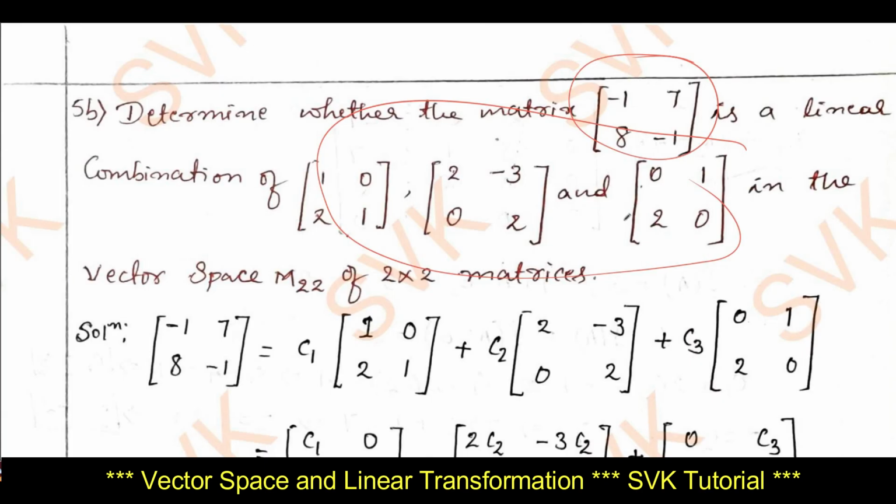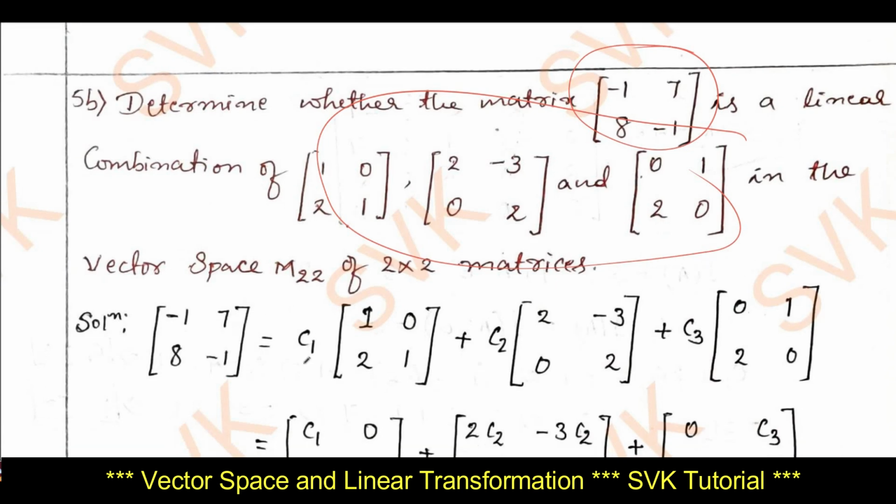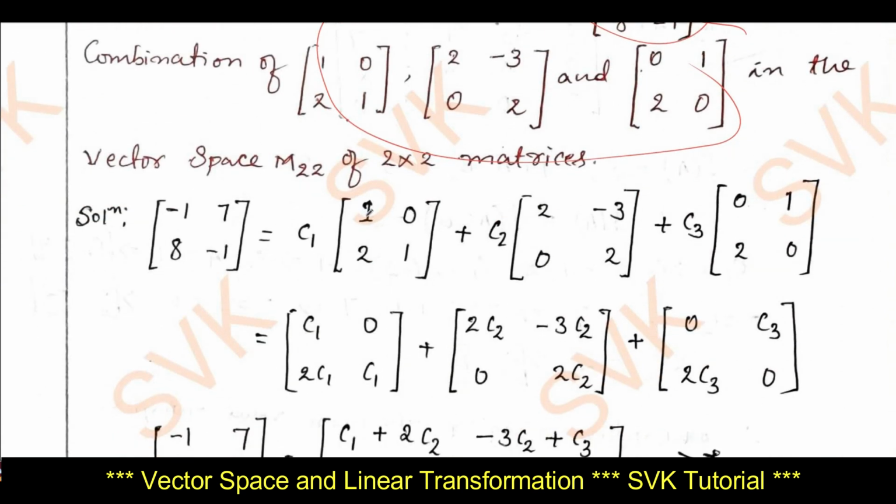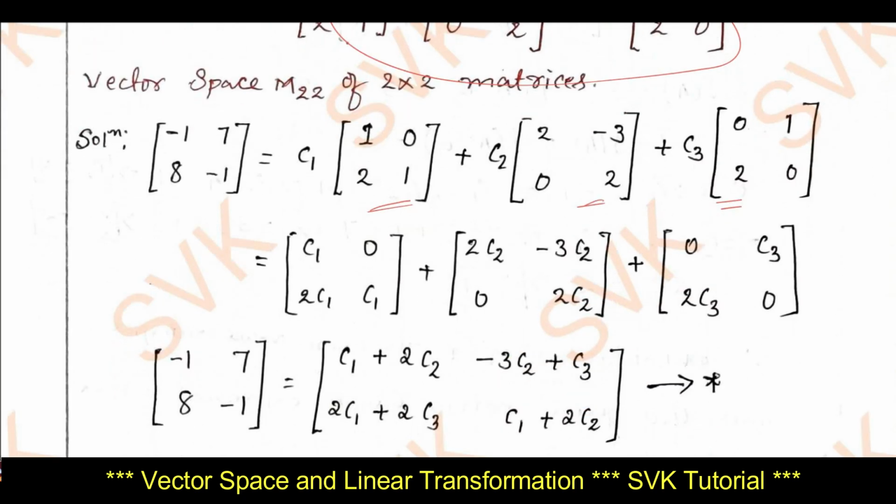Whatever the matrix they provide, you need to go with the same procedure of solving these matrix problems. Then the C1 value is multiplied to each element of this matrix, C2 is multiplied to each element of this matrix, and C3 is also multiplied to each element of this matrix. So that is what I have done in this step.